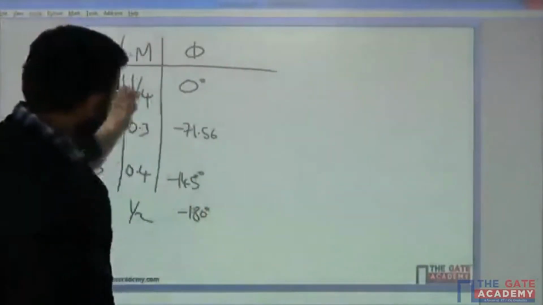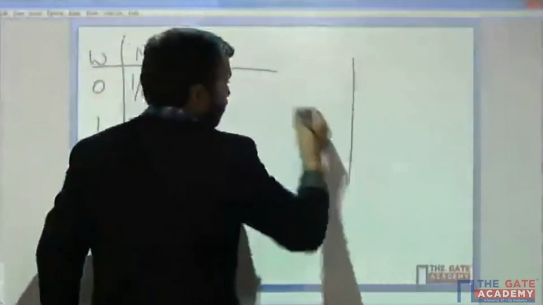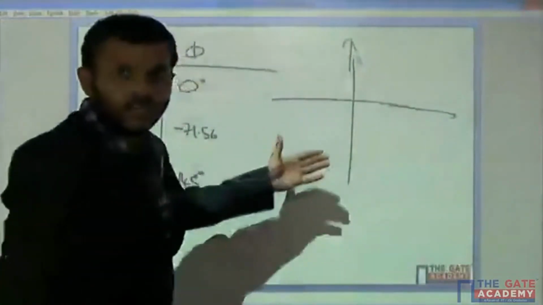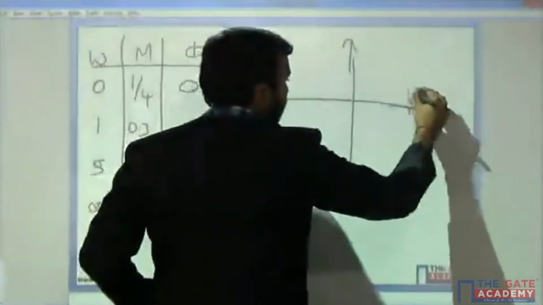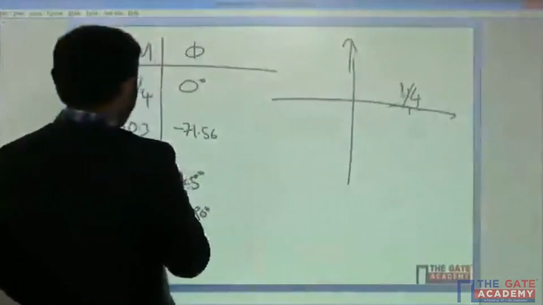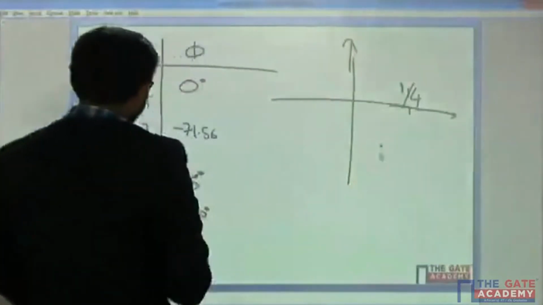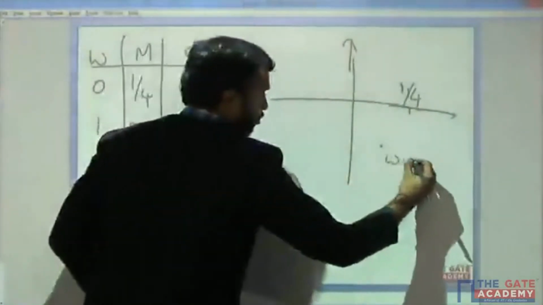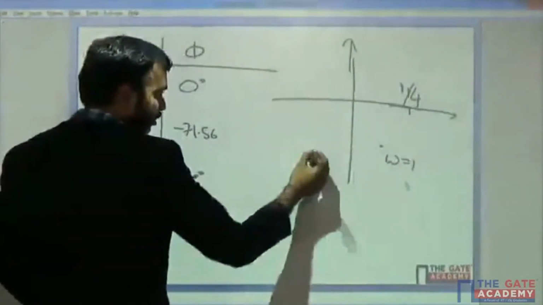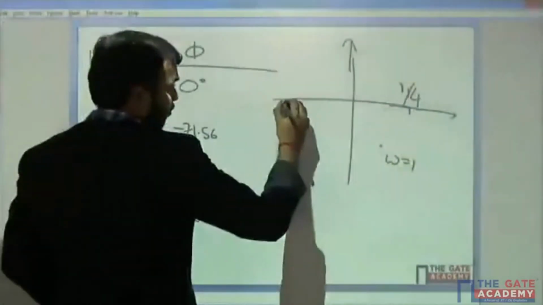If I take these points discretely in a random fashion, I see the points in this Argand diagram. I see a point at 1 by 4, and the point of magnitude 0.3 and minus 73 degrees, somewhere here, at omega equal to 1. At omega equal to 5, I will get minus 145 degrees, that means third quadrant, so I will be getting some value here. At omega equal to infinity, I will be getting 1 by 2.